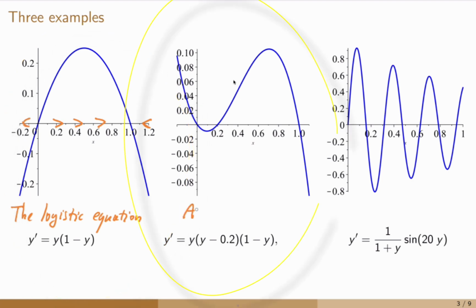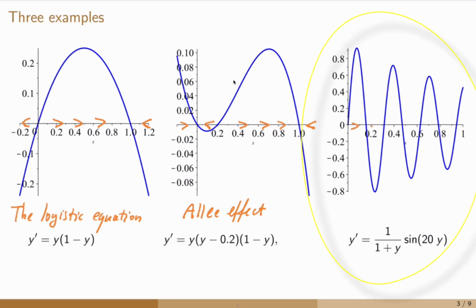The next one is called an Allee effect. We will study the biological meanings in class, but not in this video. But here again, f is positive, arrows to the right, here arrow to the left, arrows to the left, arrow to the right. So this is super straightforward. And then here a more complicated example, you can do the same thing. Increasing, decreasing, increasing, decreasing, increasing, decreasing, etc.